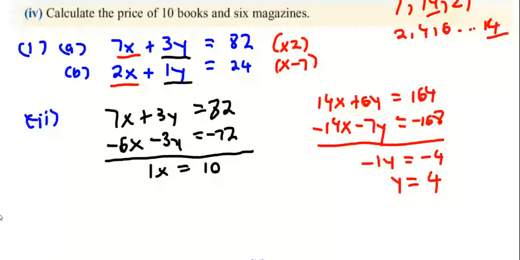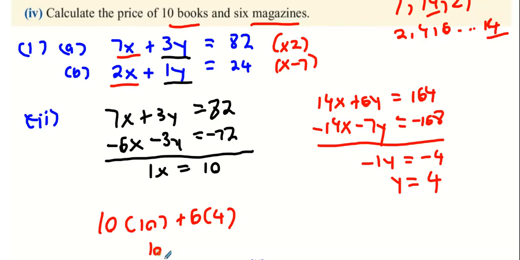Calculate the price of 10 books and 6 magazines. No bother. 10 books is 10 multiplied by the price of a book, which is €10. 6 magazines is 6 multiplied by €4. 10 times 10 is 100. 6 times 4 is 24. 100 plus 24 is €124. That's part 4.